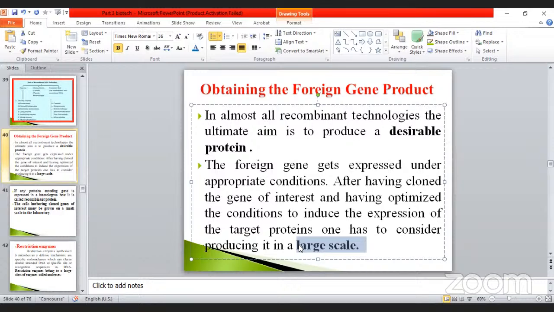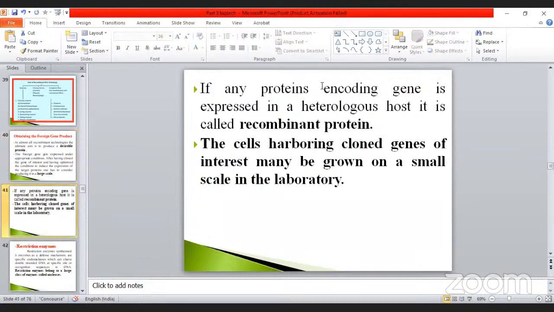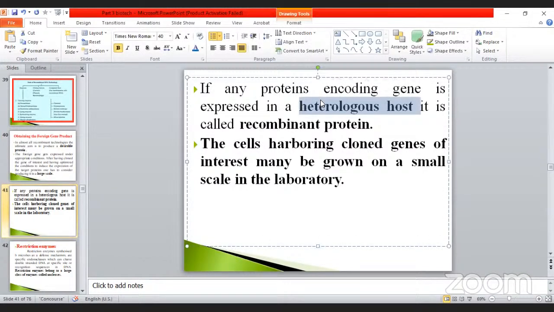Okay. So many things are there. Lactate dehydrogenase is also one of the enzymes. So many things are there. Okay. Plasmids also, some of the markers. Okay. They are all considered genetic engineering on a large scale. Okay. How will they be? See that one. If any protein-encoding gene is expressed in a heterologous host, it is called a recombinant protein.